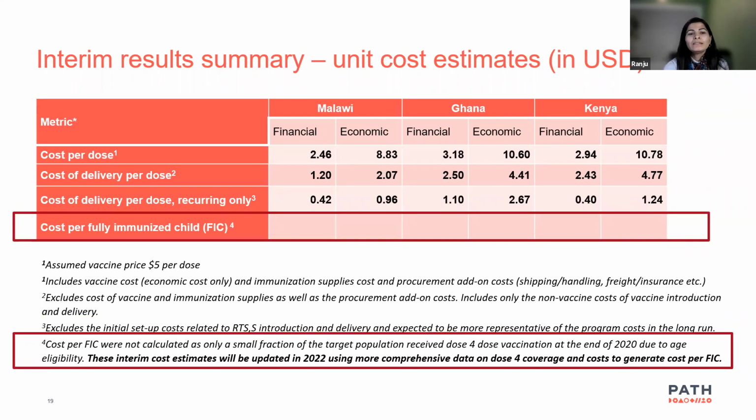And lastly, we define the fully immunized child as the number of children who received vaccination for all 4 doses of vaccination. But because of the limitations of the data on how many children were vaccinated, we're not able to compute the cost per fully vaccinated child, because, as I said, only a very small fraction of the target population received all 4 doses at the end of 2020 due to age eligibility. We will be updating that and generating those cost estimates in the next iteration.